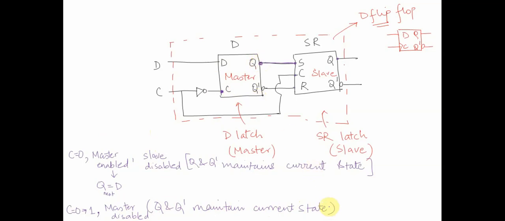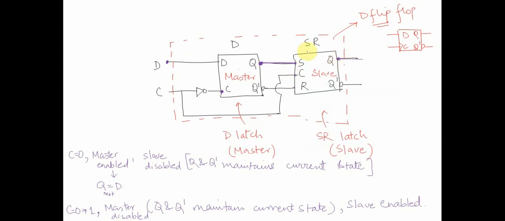And at this point of time, slave will get enabled because C has become equal to 1. And once slave is enabled, whatever the current state of Q was gets transferred to this particular output over here. Correct? So whatever input value of D was, whenever C was 0, it was able to reach the input of SR latch because master was enabled. D was transferred from input to output whenever C was 0, right?